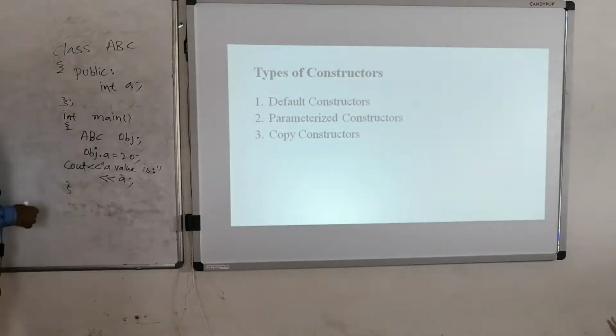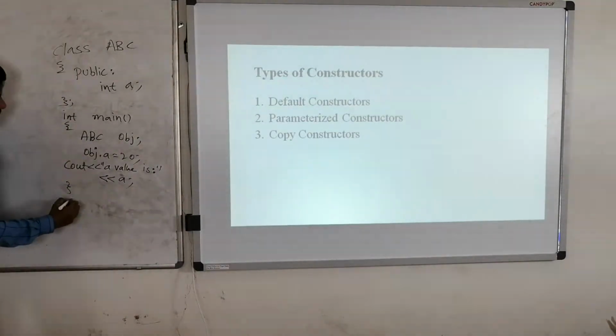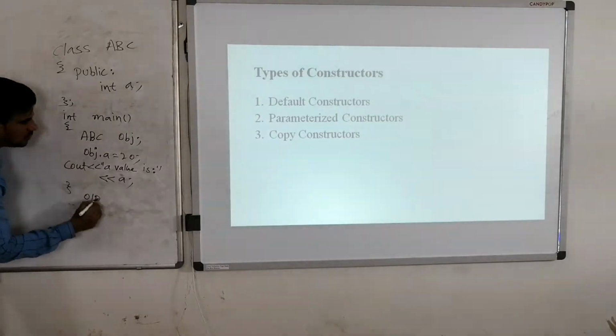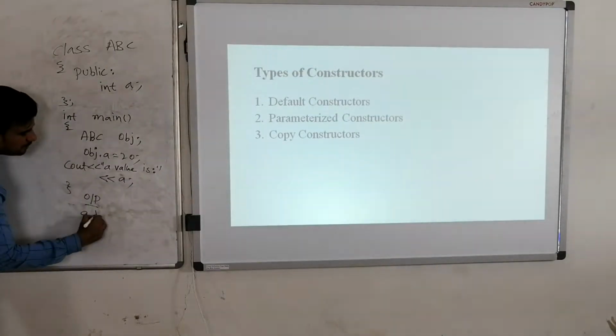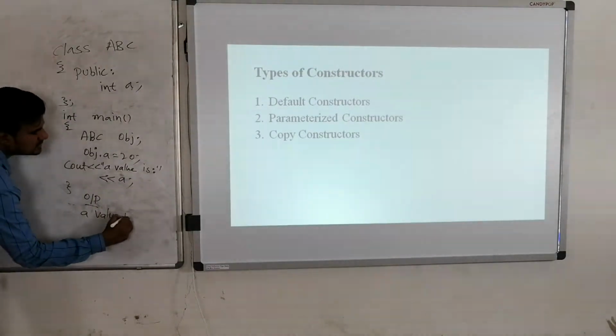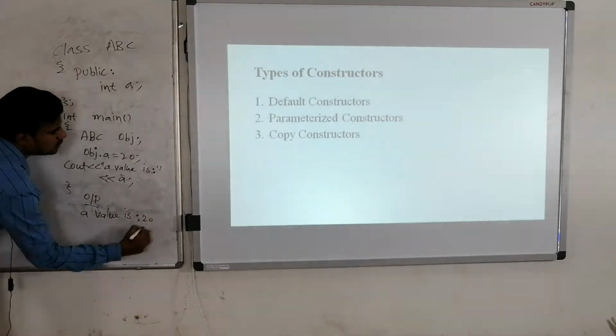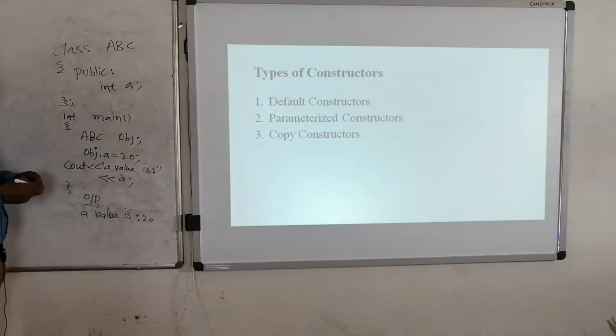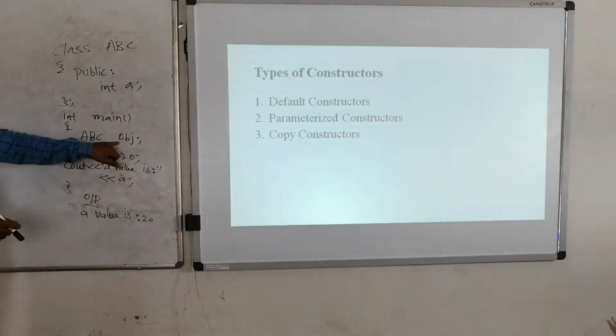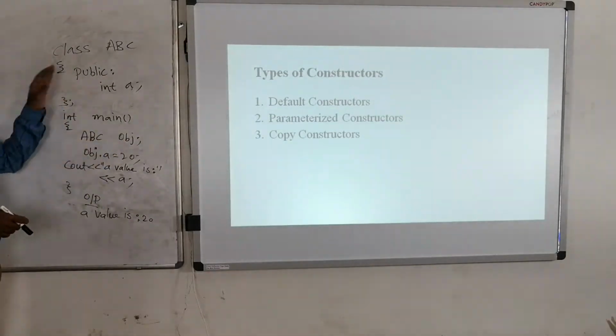For this program also, you will definitely get the output. What output will you get? You will get: a value is 20. How come you are getting that 20? How come you are creating that object when you don't have the constructor?